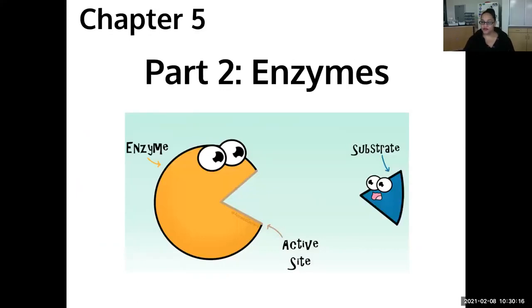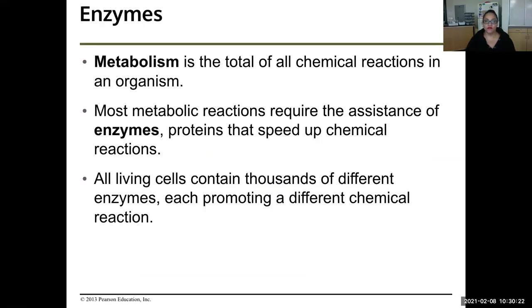Enzymes is the rest of chapter 5. Usually we do this in 2 parts, but since we're online, we're doing it all together. Metabolism is the total of all chemical reactions in an organism. Most metabolic reactions require the assistance of enzymes, proteins that will speed up those chemical reactions. And all living cells contain thousands of different enzymes, each promoting a different chemical reaction.